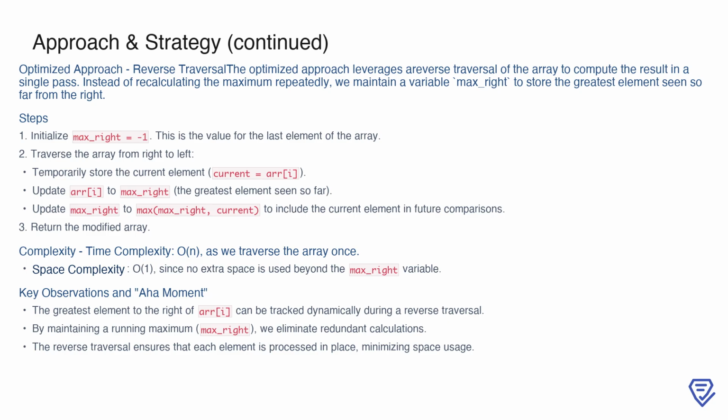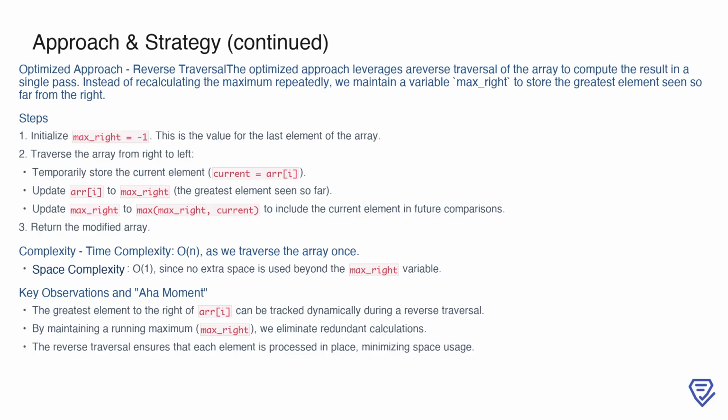Now, we turn our attention to the optimized reverse traversal approach, which is both more efficient and elegant. The key insight here is to avoid recalculating the maximum repeatedly by using a variable, max_right, to dynamically store the greatest element seen so far from the right. We start by initializing max_right to -1 because the last element will always be replaced with -1. Then, we traverse the array from right to left.